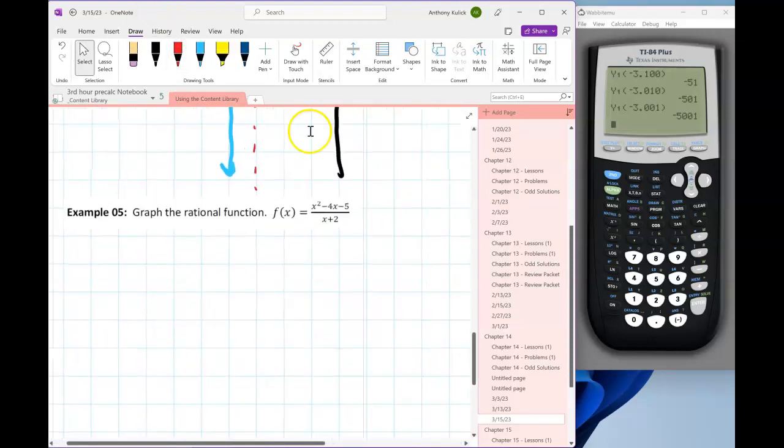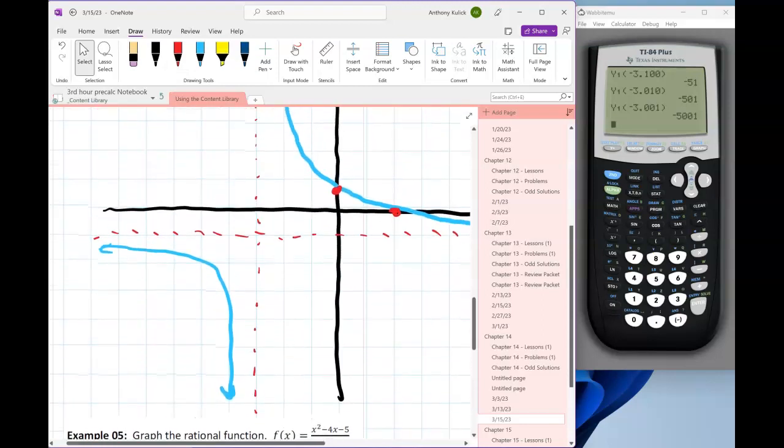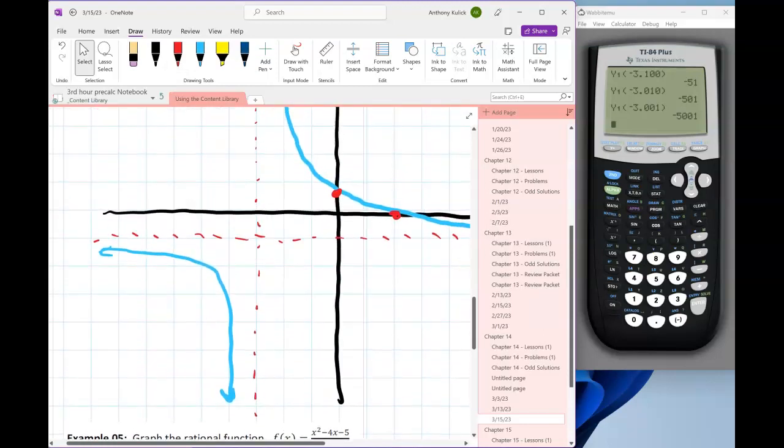Yeah, we did this before when we did the modeling. It's the same keystrokes to get the Y1. I'm just going to be plugging in values that are getting closer and closer to my asymptote without actually crossing the asymptote.